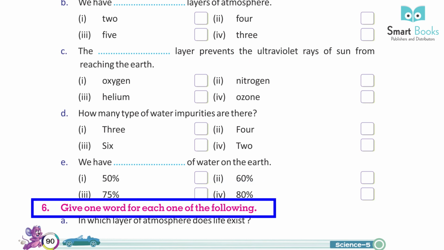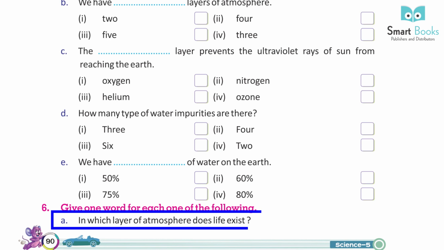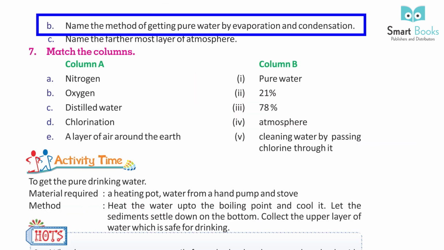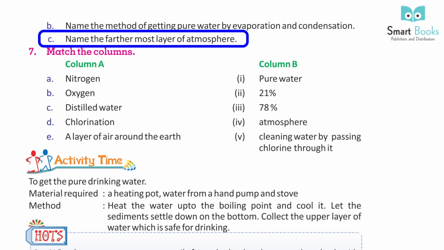6. Give one word for each one of the following. A. In which layer of atmosphere does life exist? B. Name the method of getting pure water by evaporation and condensation. C. Name the farthermost layer of atmosphere.